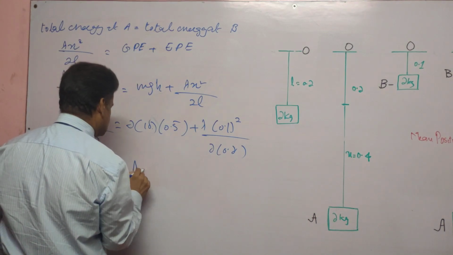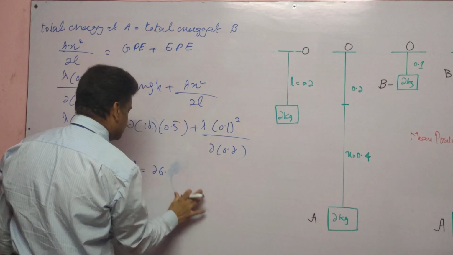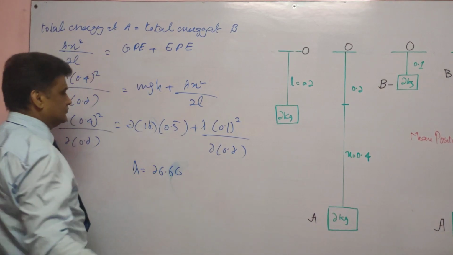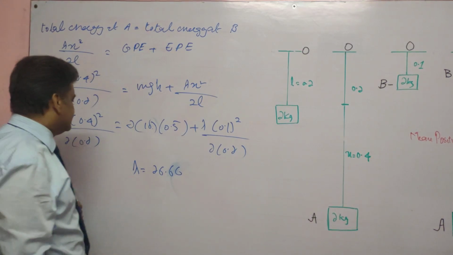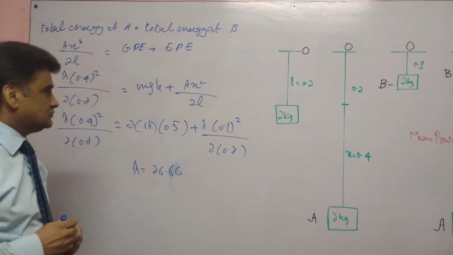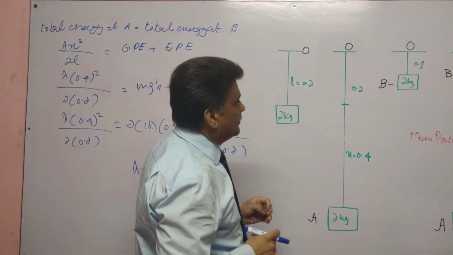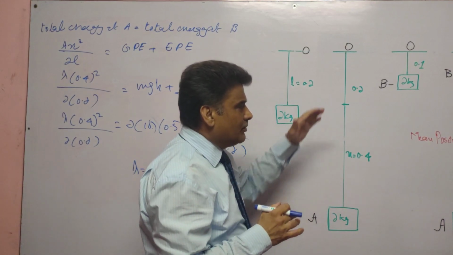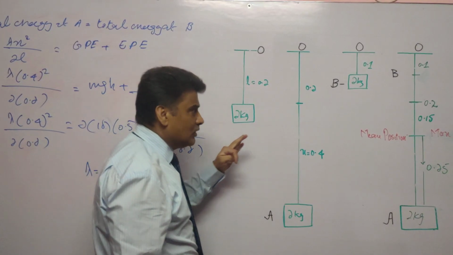From this relation we will get the value of lambda, which is 26.66. Okay. Now we will find the extension in the equilibrium position.